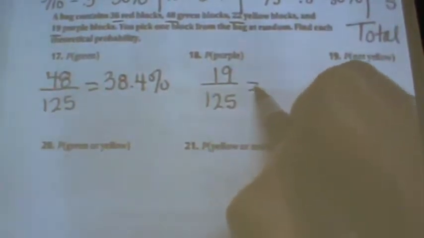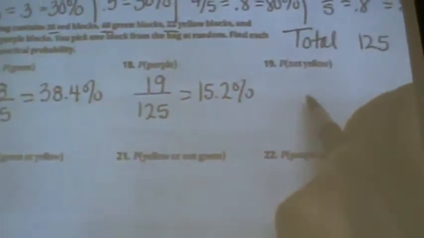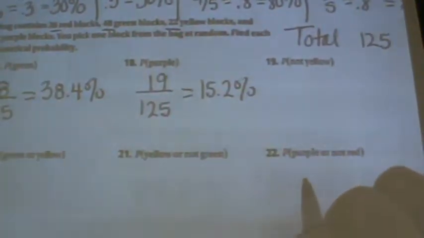How about purple? How many purple ones are there? 19. Can someone tell me what 19 out of 125 is? 15%. Yep. How many are not yellow?